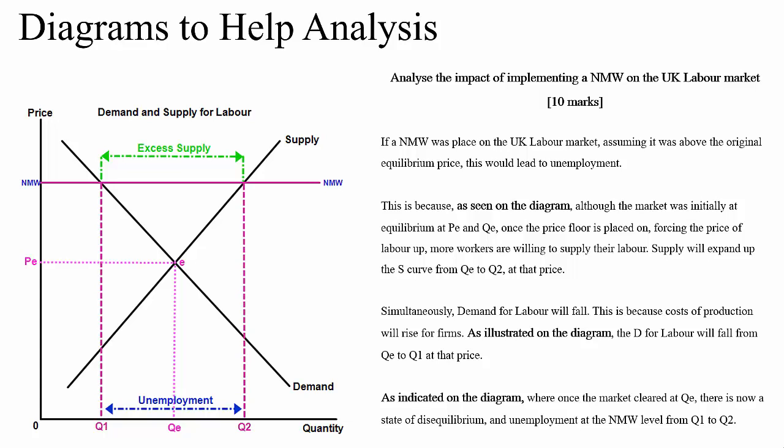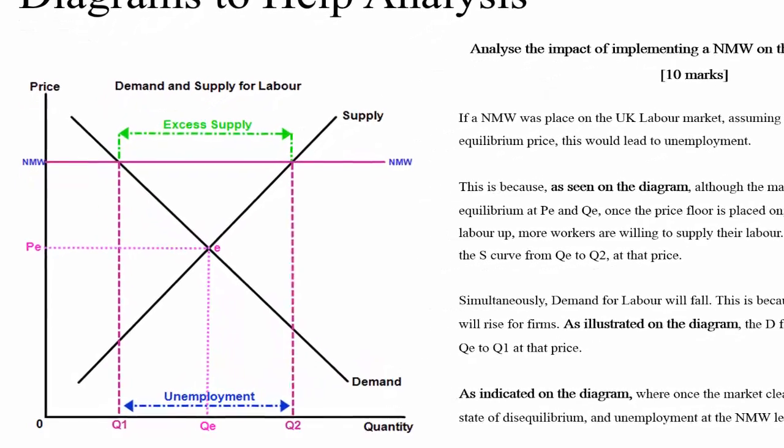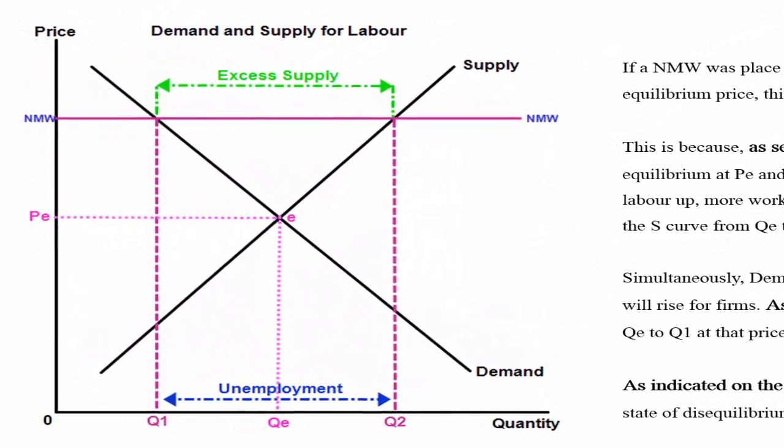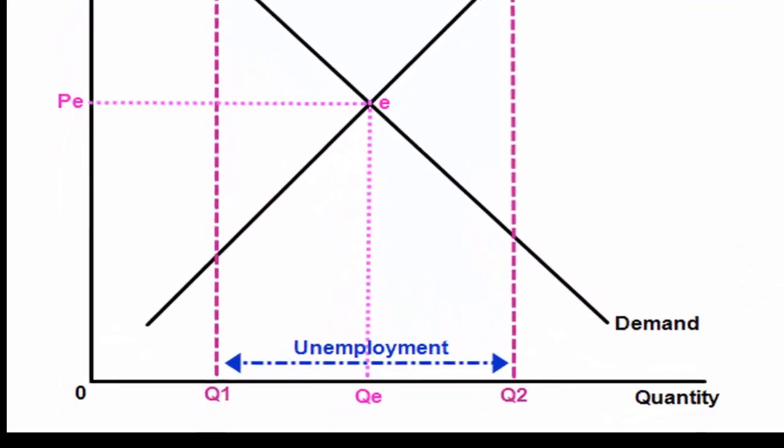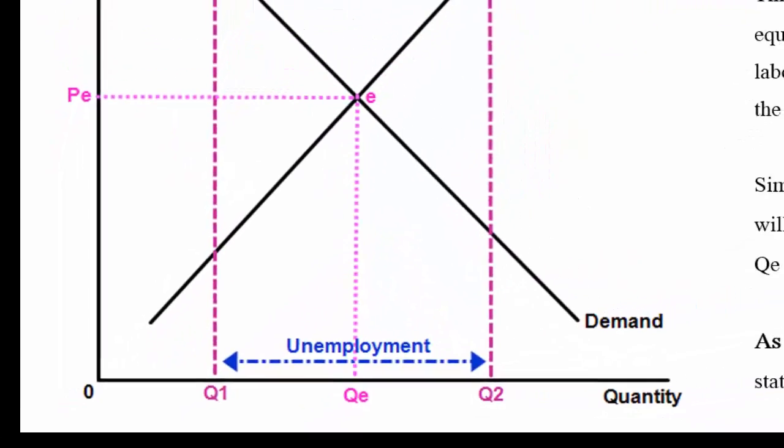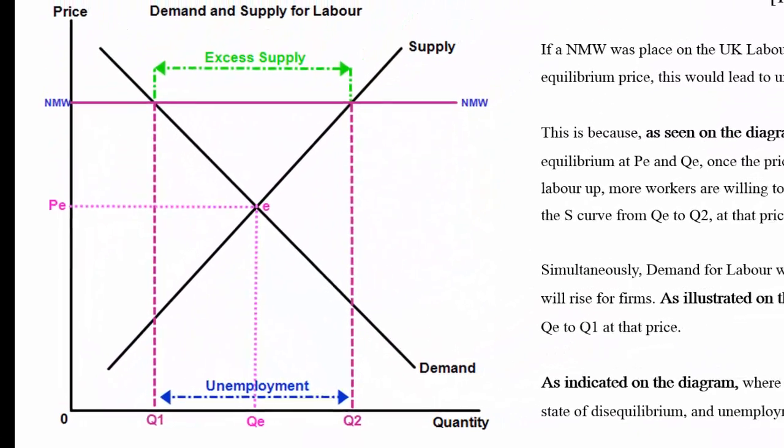So with the use of the diagram, this is because, as seen on the diagram, although the market was initially at PE and QE, so that's the equilibrium price and quantity, once the price floor is put on above the equilibrium, it will force the price of labour up. More workers are willing to supply their labour as a consequence. Supply will expand. So we've used the diagram to show that supply will go from QE to Q2 because labour is more incentivized to work at that higher price.